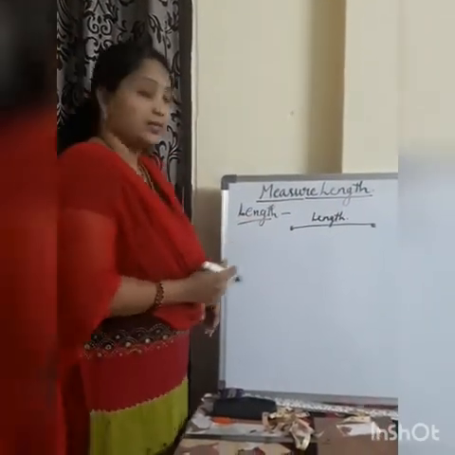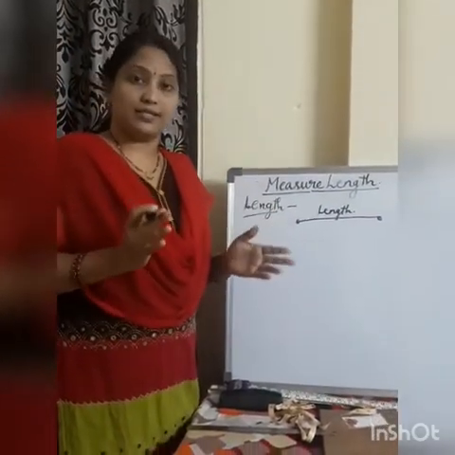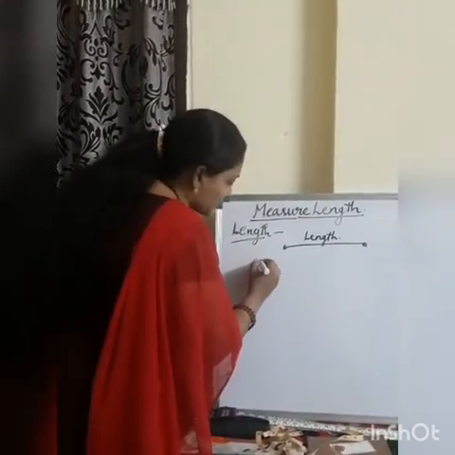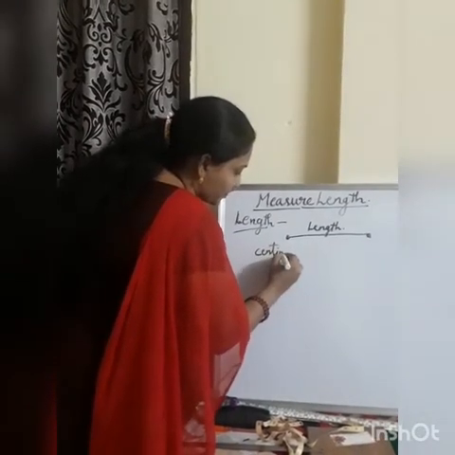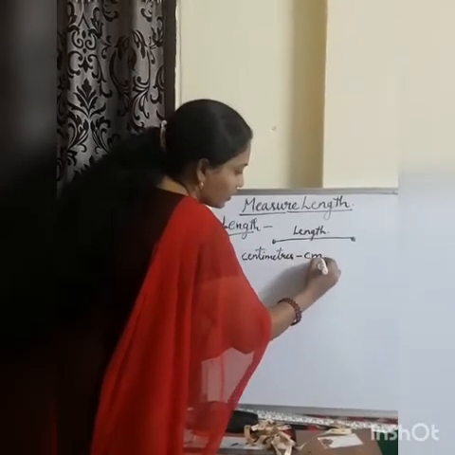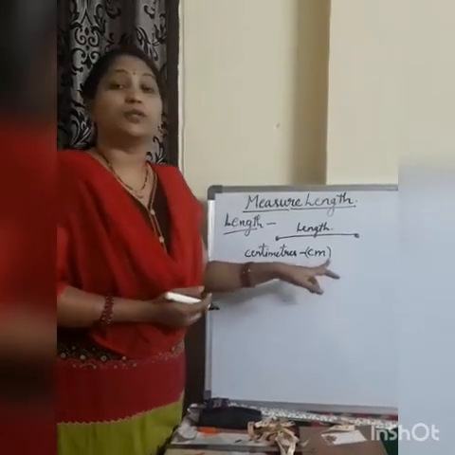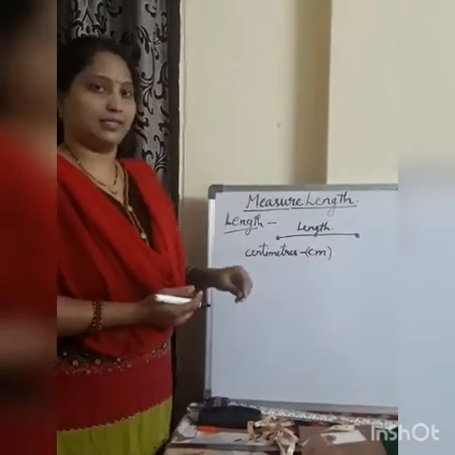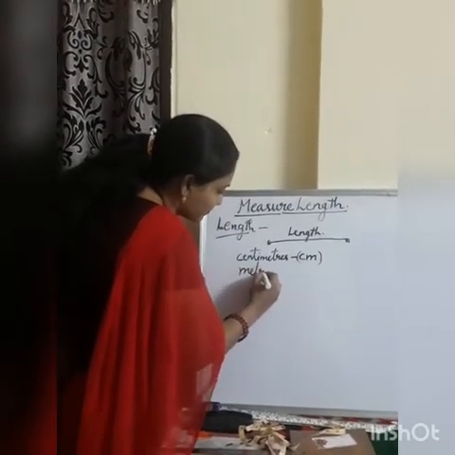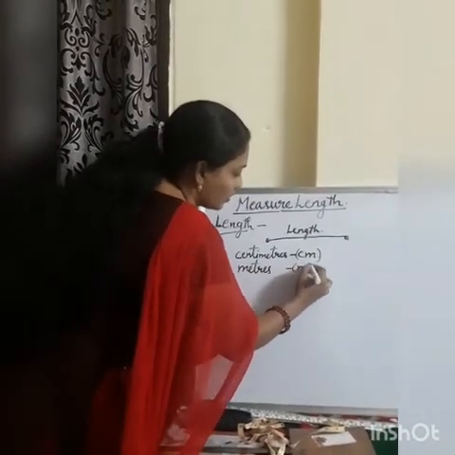And we use centimeters. What do we use children? We use centimeters to measure very short lengths, right? We represent it as cm. We use centimeters to measure the small lengths. And we use meters. We use meters to measure the long lengths.